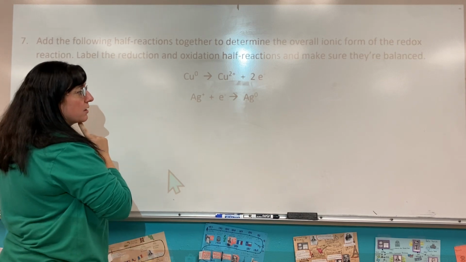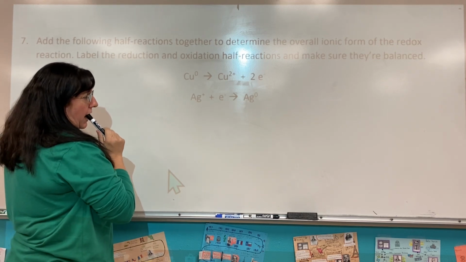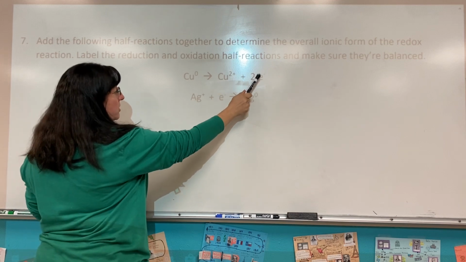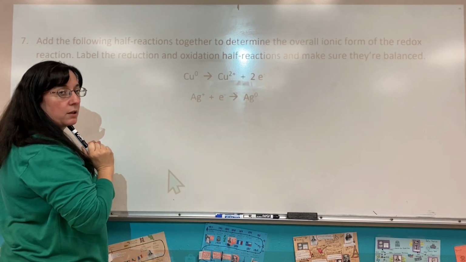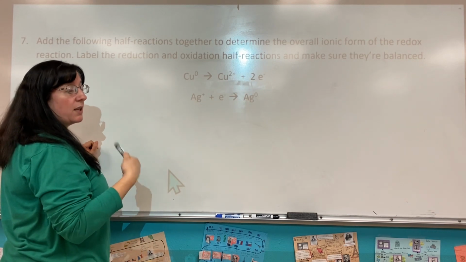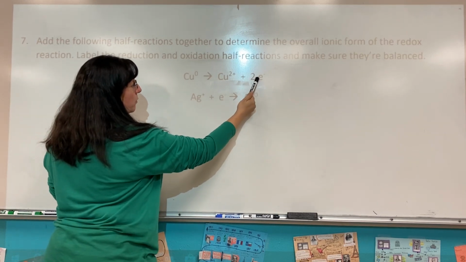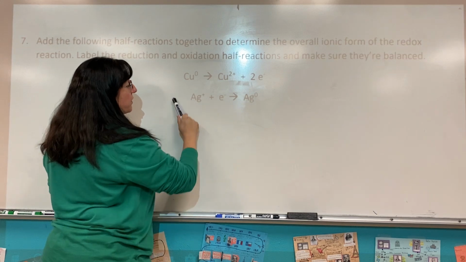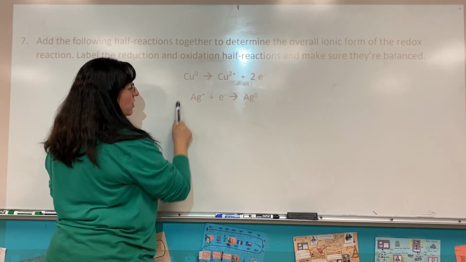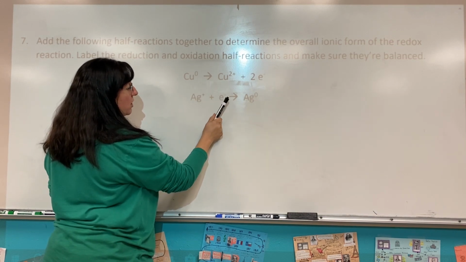Reduction or oxidation? They're showing it where I popped 2 electrons off of the copper. That would be your oxidation, losing electrons. So the copper that was an element, we popped 2 electrons off, and when we do, it turns it into an ion. This right here is showing where it's gaining an electron. So gaining an electron is your reduction.